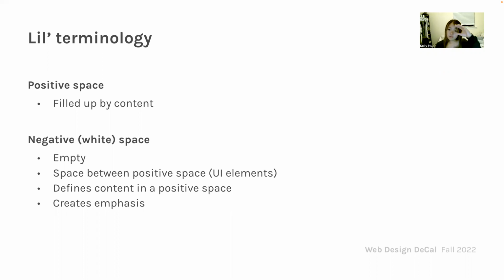So let's say I have two images stacked on each other. The space in between is white space. And it is essential to this idea of space because it defines content in that positive space. If we don't have any negative space, then we also don't have any positive space because they can't coexist without each other. And that space creates emphasis on certain things that we may want the user's eye to catch.